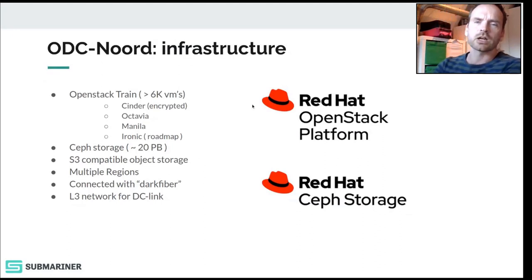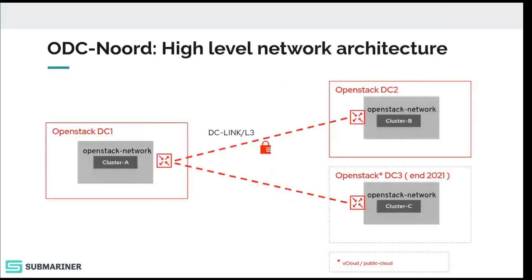So, some high-level network architecture. At the moment, we have two DCs running active, and the third one is in the making, probably operational by the end of this year. What we want to do is connect, let's say, three clusters together so we can make a very reliable infrastructure. I think one and a half years ago, we had a power outage on DC1 and everything was gone. That's not good for our business. So we want to make things more robust.